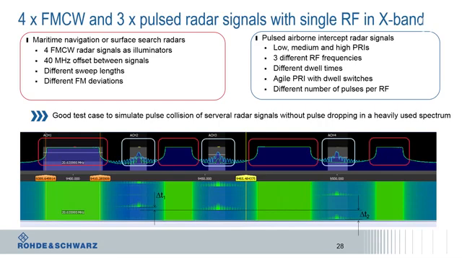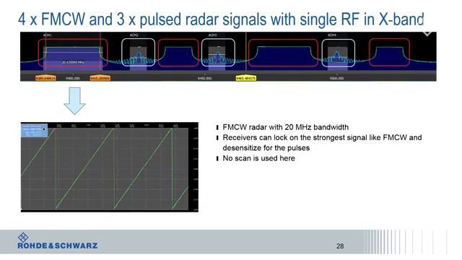With a digital receiver in place, one has the possibility to look into the received signals and identify them. If we look into the FMCW signal, there is a typical FMCW sweep visible. Here, only a simple sawtooth format is used with 20 MHz bandwidth. FMCW signals are constantly on, and the receivers tend to lock on the strongest signal, so they desensitize for pulsed signals, which have lower power levels on average. More interesting is what the airborne radars are doing. Let's have a look.